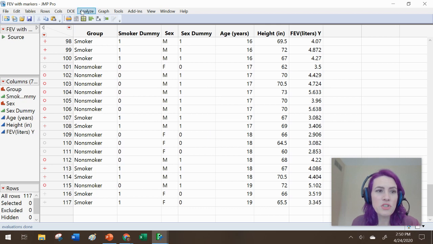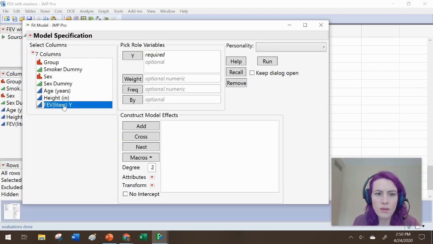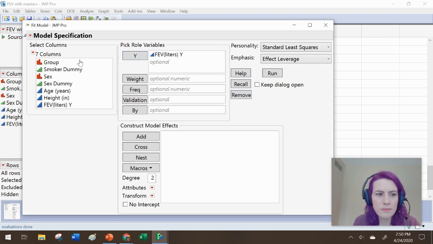All right, so I'm going to jump in. We'll fit our model. FEV is the response. Now to get this interaction model, first add the individual predictors. So we're going to use the height, and we're going to use the sex dummy variable. To get the interaction, we want to multiply these two things by each other, or as we say, cross them.